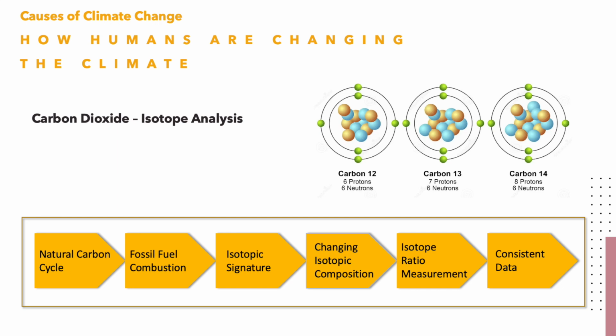So, in summary, the chemical composition of atmospheric carbon dioxide, particularly the isotopic signature, indicates that the increase in CO2 is largely attributed to the combustion of fossil fuels.